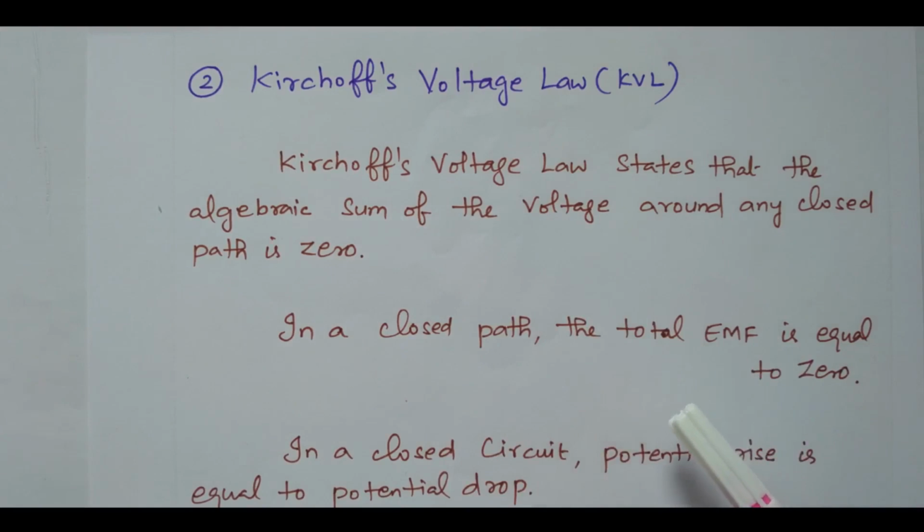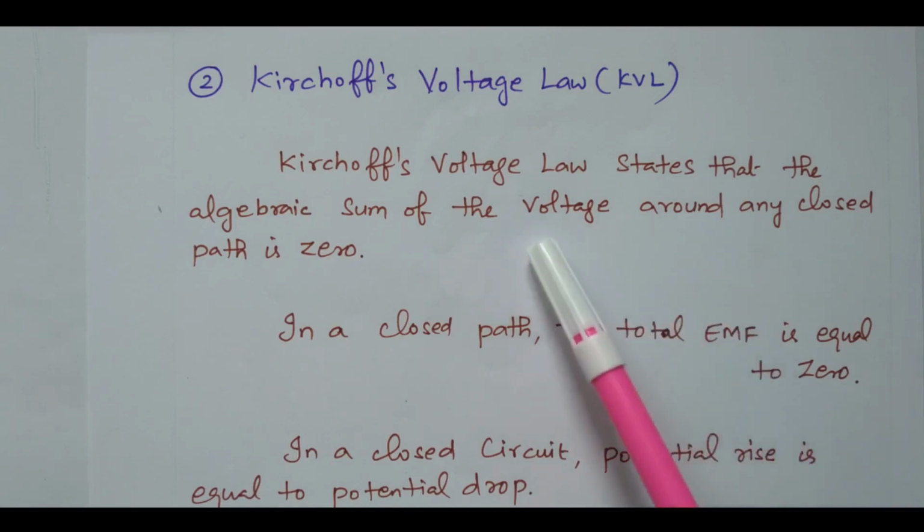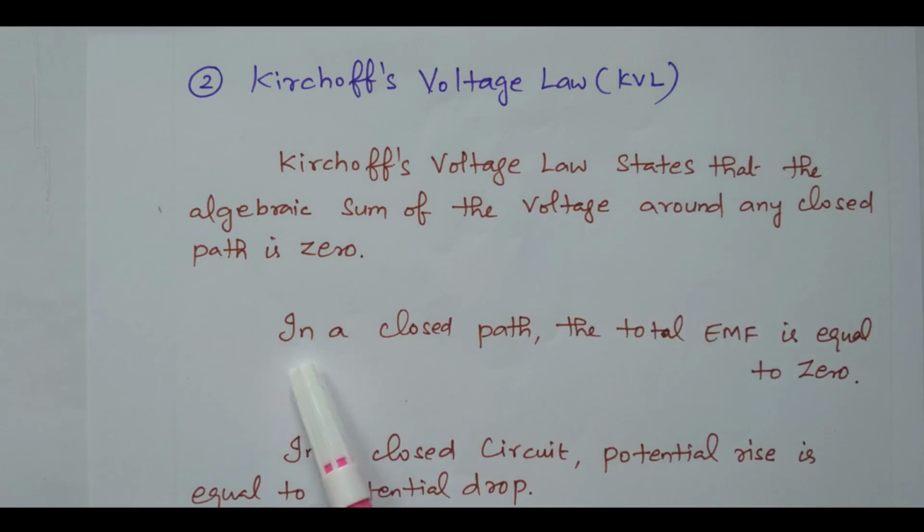What is the incoming current and what is the outgoing current? That is analyzed by Kirchhoff's current law. In voltage law, we are analyzing the voltage in a closed path. In other words, in a closed path, the total EMF is equal to 0.